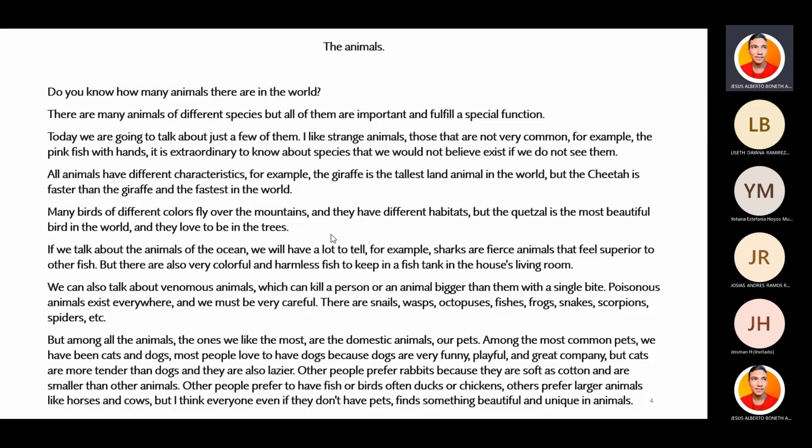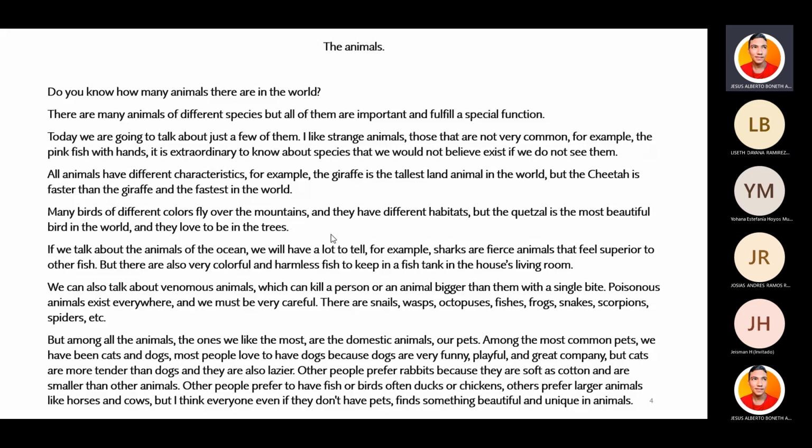Okay. The animals. Do you know how many animals there are in the world? There are many animals of different species, but all of them are important and fulfill a special function. Today we are going to talk about just a few of them. I like strange animals, just that are not very common. For example, the pinkfish with hands. It is extraordinary to know about species that we would not believe exist if we do not see them.